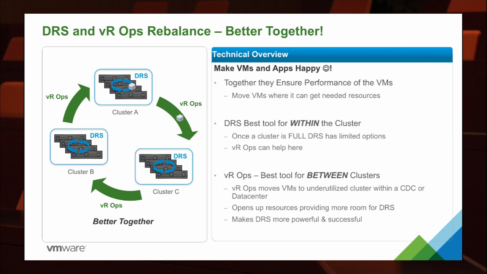Distributed Resource Scheduler is the best tool within the cluster. Once a cluster is full of DRS and has limited options, vRealize Ops can help here. vRealize Ops is the best tool for between clusters, because remember, DRS is a cluster-based technology, whereas Operations is sitting above the cluster. So Ops can suggest and move VMs to underutilized clusters within a data center, and it can allow us to open up resources, thus providing more room for DRS within the cluster. Really, operations and placement and rebalancing is providing more power and a higher success ratio for Distributed Resource Scheduler.